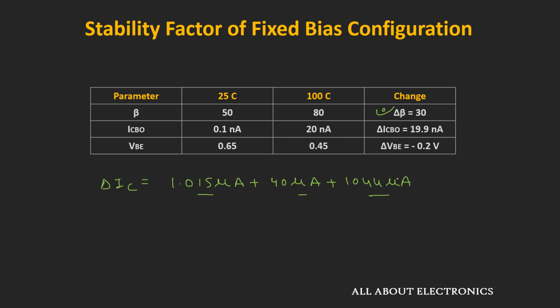So in the next couple of videos, we will find out the stability factors for the voltage divider biasing configuration and similarly for the collector feedback biasing configuration. But I hope in this video, you got the general overview of the bias stabilization and how we can find the stability factors for the fixed bias configuration.